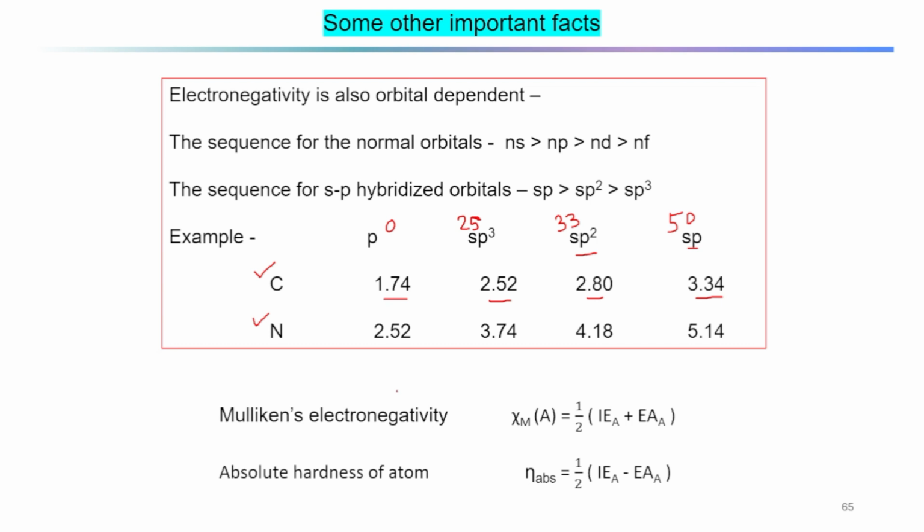Along with that, some additional information: Mulliken's electronegativity is defined as chi m, and chi m is equal to 0.5 multiplied by the ionization energy of the atom plus the electron affinity of the atom. Now if you just change this plus to a minus sign, that will give the absolute hardness of the atom, and it is represented by the symbol eta. So eta absolute is given as 0.5 multiplied by the ionization energy of A minus the electron affinity of A.